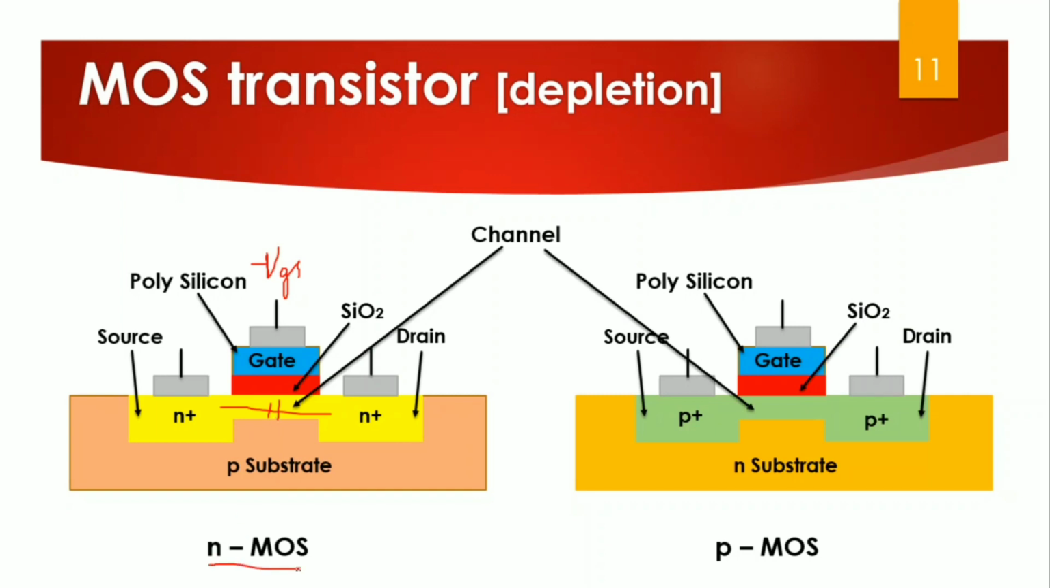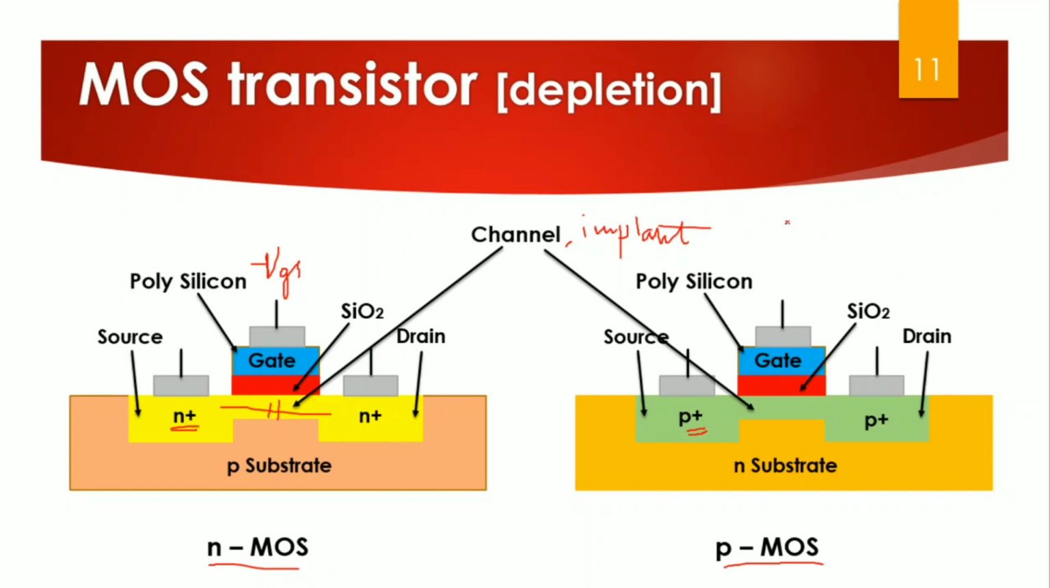So, here also you have two types. One is NMOS and the other one is PMOS. The NMOS will be having N plus source and drain, and PMOS will be having P plus source and drain. So, the formation of channel is done by a method called implant.